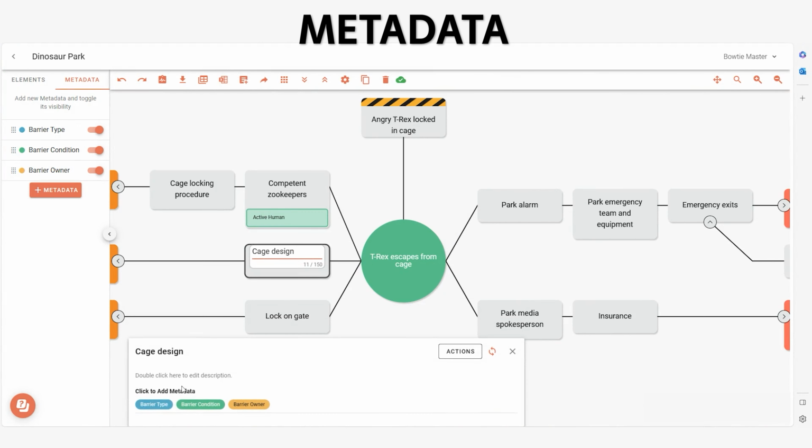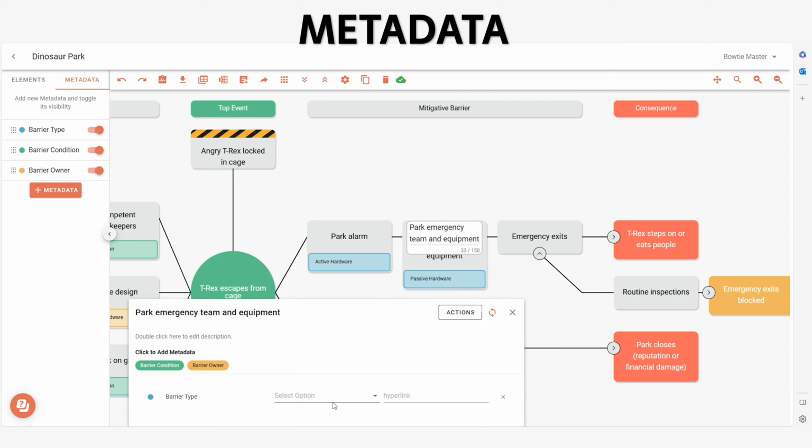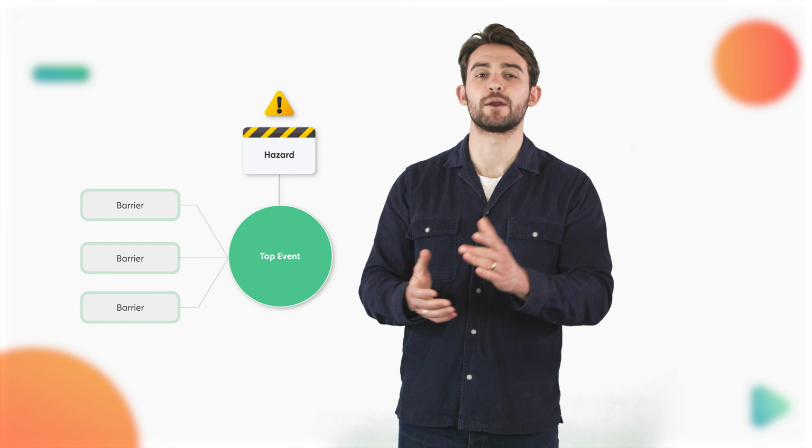Adding metadata is great for providing additional information about the barrier, such as type, owner, health, and more. Degradation factors are a great way of showing what could cause a barrier to fail. But remember, these features may not be required for every audience type. Establishing your audience early on helps make this decision easier.